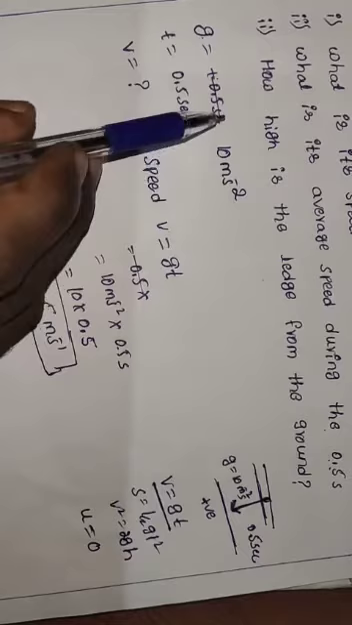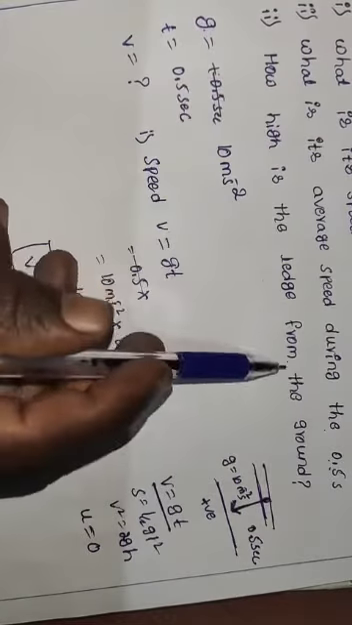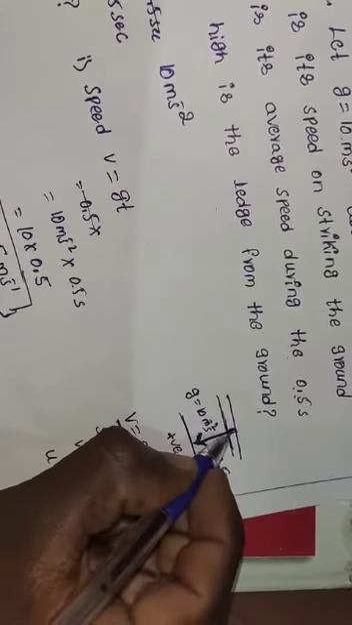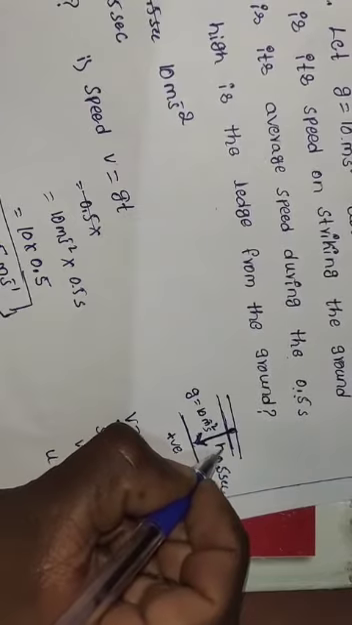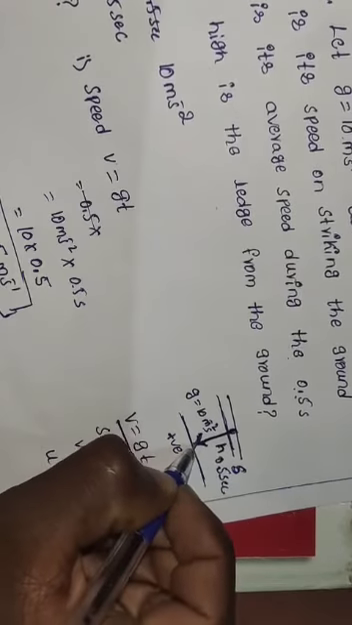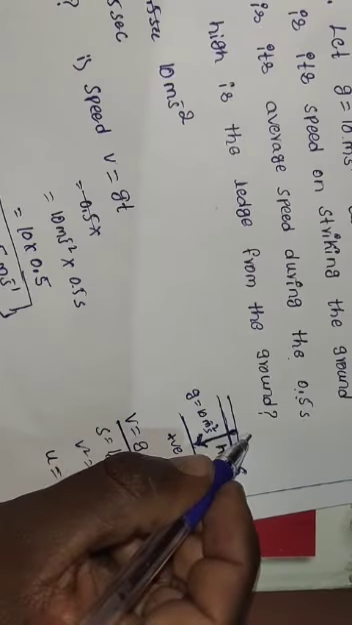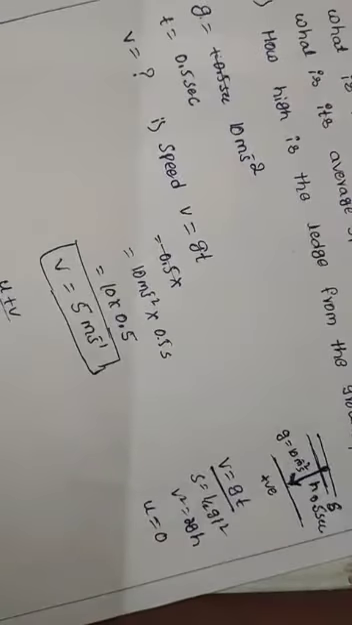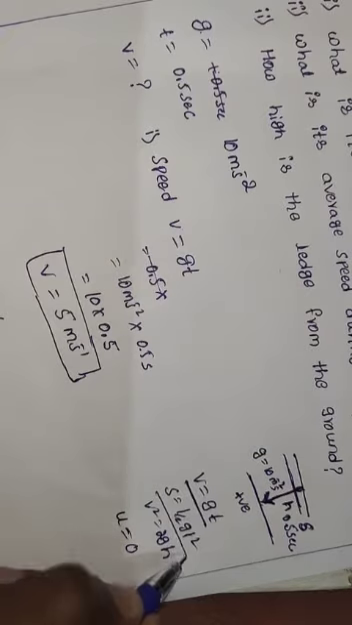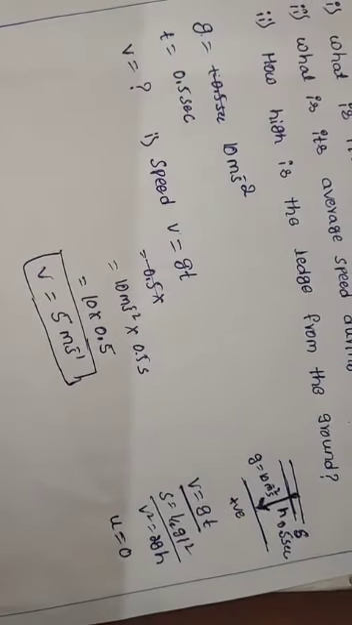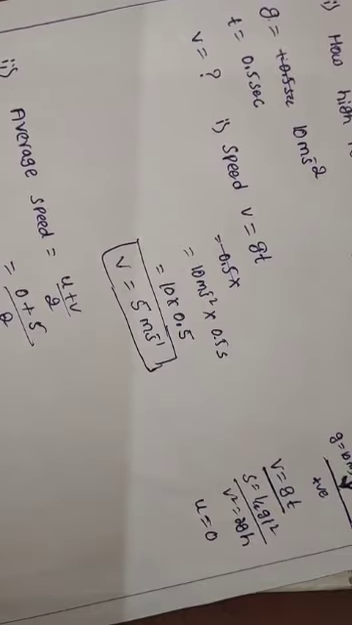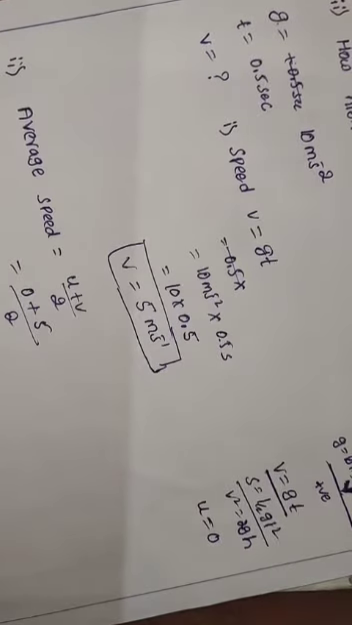Next we have to find out how high the ledge is from the ground. Now we have to find this distance. The height from the object to the ground is nothing but the distance between the ledge and the ground. By using the equation s is equal to half gt square, where s is nothing but height, we can write h instead of s. So h is equal to half gt square.